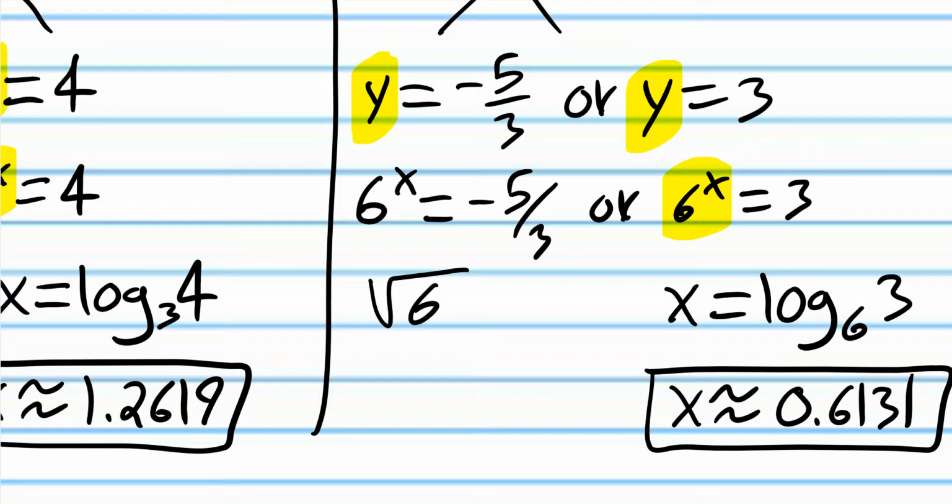If x is 0, that's going to give you positive 1. If x is 1, that's going to give you 6. And even if x is negative, if we plug in like a negative 3, well, that's just going to end up being 1 over 6 to the third. That's not negative. So there is no x value you can plug in to make that negative 5/3. So we can just say that there's no solution to that equation. And we must write a slash through that equal sign. And we don't really have to do much else with that equation.